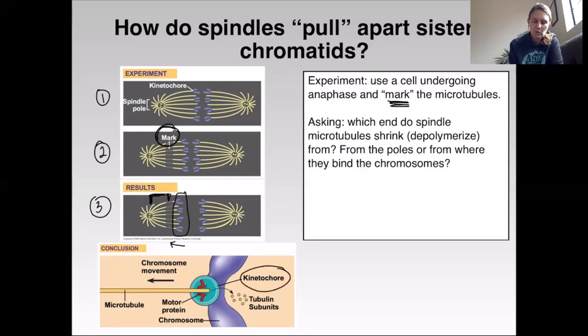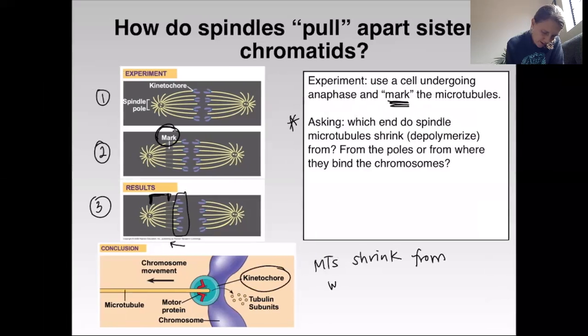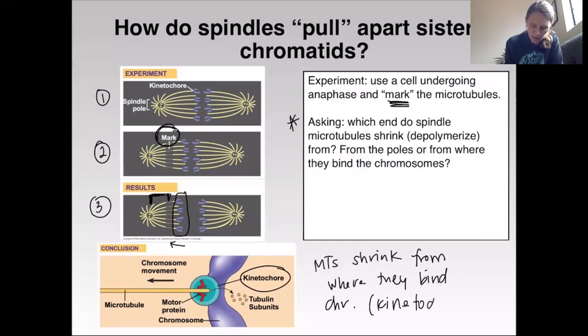The experiment was aimed to ask, which end do these spindle microtubules shrink from, or depolymerize from? The poles or the centrosome, or where they bind the chromosome? And it turns out microtubules shrink from where they bind chromosomes, and that is at the kinetochore, which is again a group of proteins that assembles at the centromere, where those sisters were connected, right?